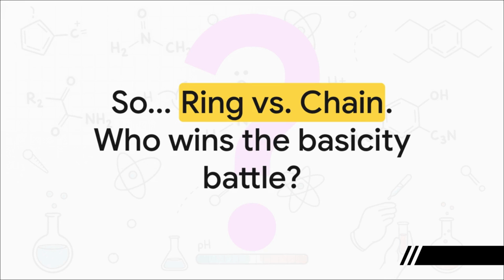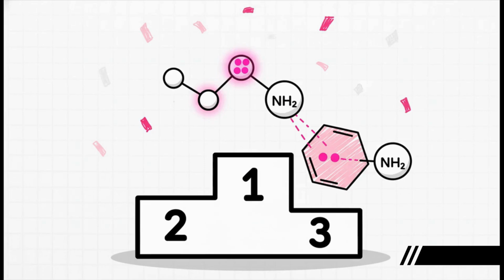The amine with the carbon chain or the amine with the benzene ring? What do you think? And the winner is ethylamine. The chain wins hands down. And why? It's because its alkyl group is an electron-donating group. It pushes electron density towards the nitrogen, which makes that lone pair super available for donation.